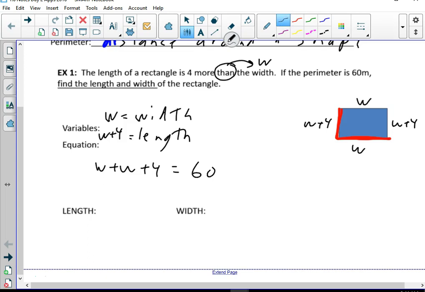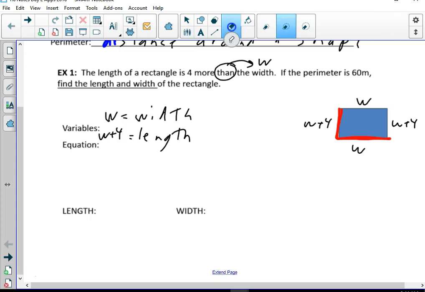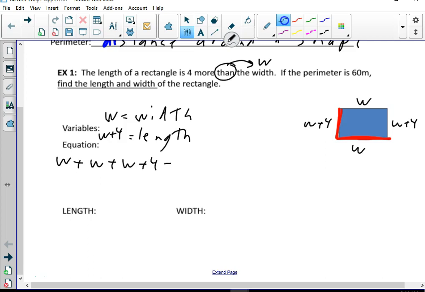You can write this one of 2 ways. You can write W plus W plus W plus 4 plus W plus 4 equals 60. That's one way to do it. Another way to do it would be 2 of these plus 2 of these equals 60. Right? 2 widths and 2 lengths. 2 times the width plus 2 times the length equals 60. It's going to be the same thing. It just depends on how your brain processes it.